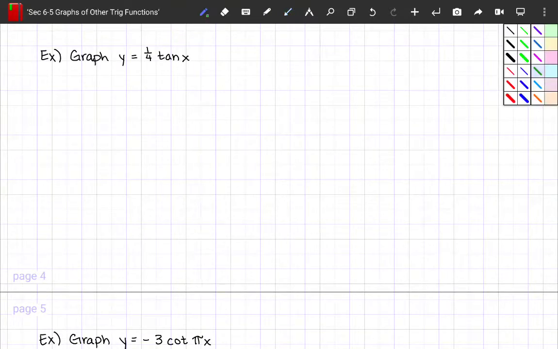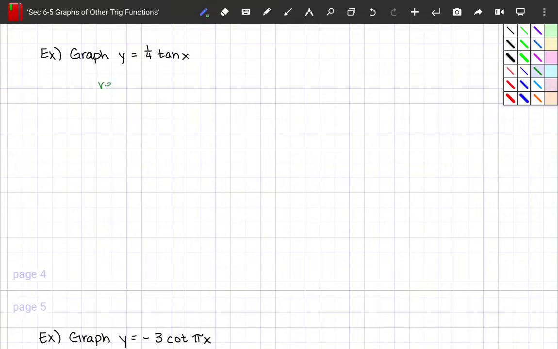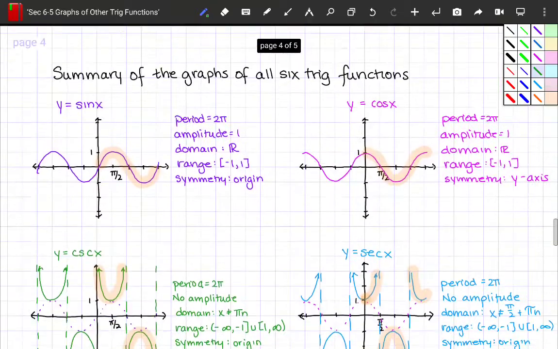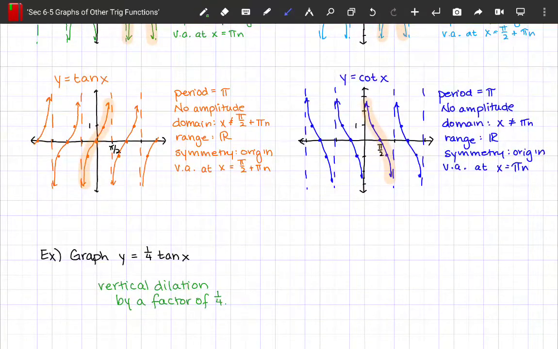If we think back to our transformations, we don't have an amplitude or anything that we can talk about like we did with sine and cosine, but we do know that this is a vertical dilation by a factor of 1/4. So what does that mean? Vertical means we're going to affect the y values, not the x values. So if I go back here real quick, these x values, where my asymptotes are going to be, are still there. It's going to affect the y values.